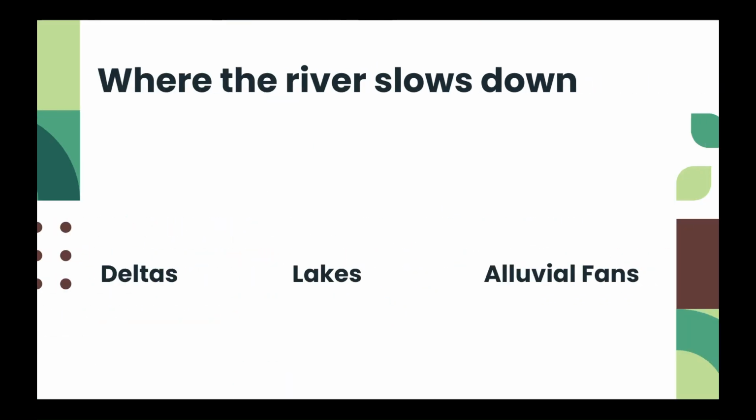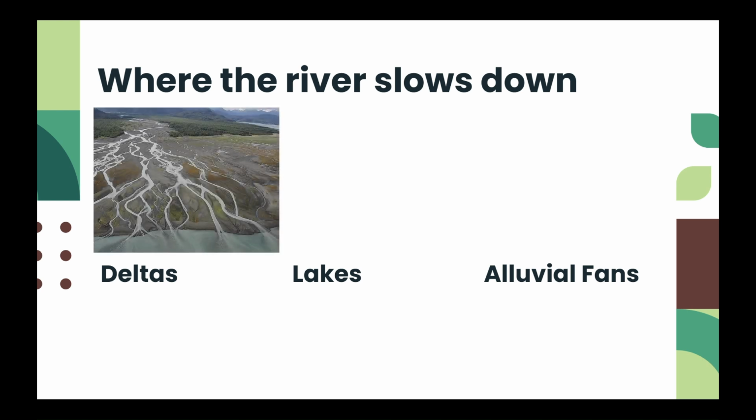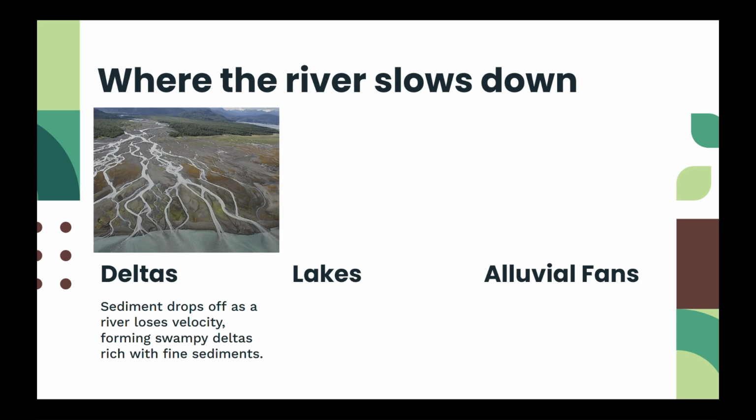Several types of deposits form where rivers slow down or enter other bodies of water. A delta forms when a river meets a large body of water, like an ocean or lake. Here, the river drops off the remaining sediments to form a swampy delta. These are often fine sediments because larger particles are dropped off further upstream.